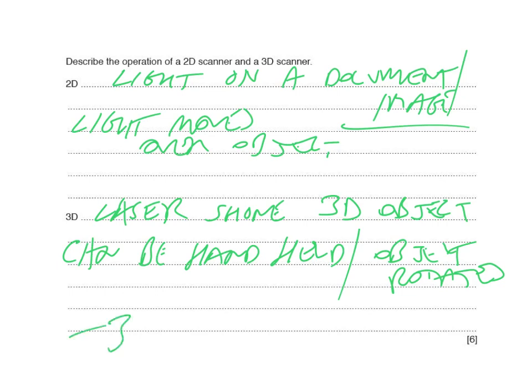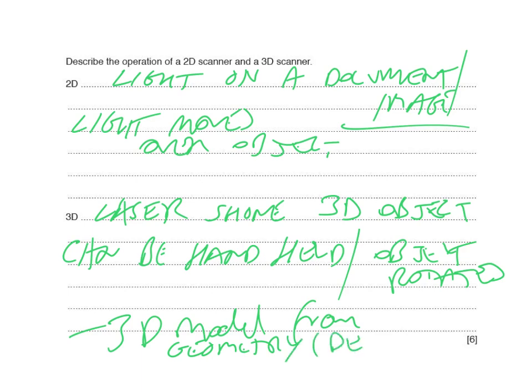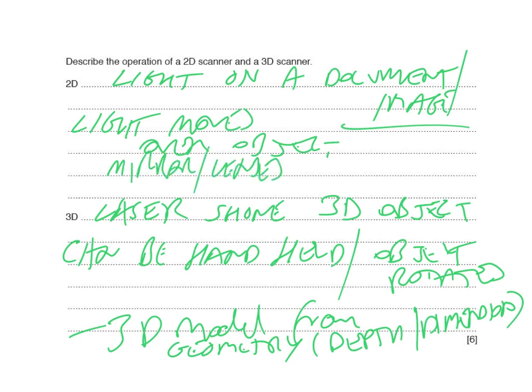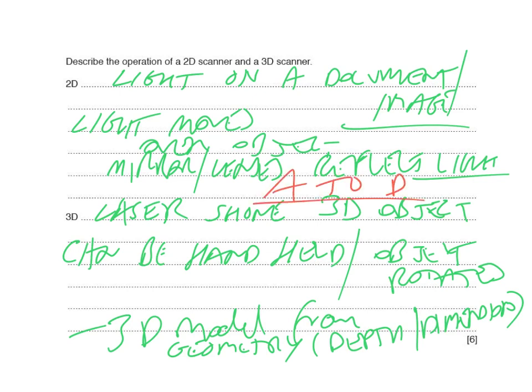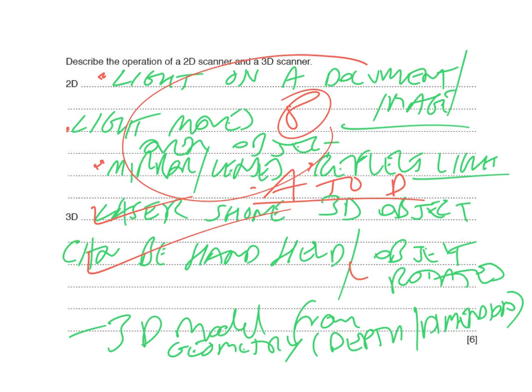What does this one do? It gives us a 3D model from the geometry, is the important part, because obviously it gets the depth and the dimensions. Whereas this one uses mirrors and lenses, not too dissimilar to how optical storage works, to reflect light, which is captured. And obviously we could talk in there about A to D conversion, because obviously you have that digitization of what's scanned. So that's a 6 marker. So let's see, the light moves over the object, uses mirrors, lenses, reflects light. So there's 5 for that piece. Obviously we're only going to get 3. Laser shone on the subject, can be handheld, the object rotates, produces a 3D model from geometry. I mean, there's at least 10 points there to pick from.